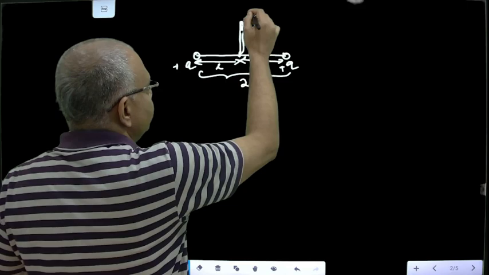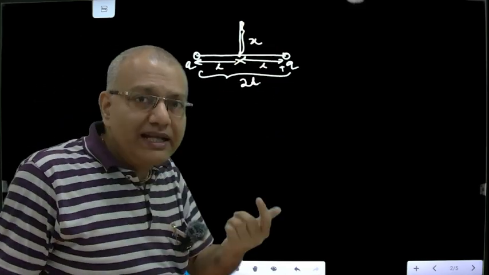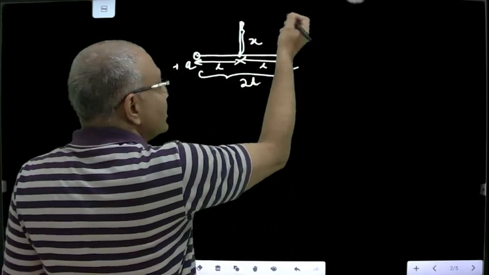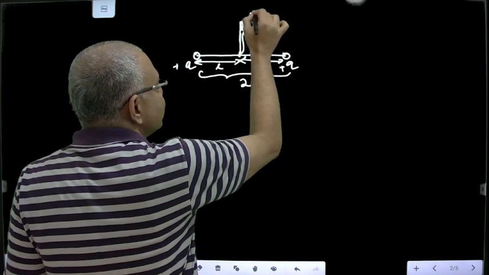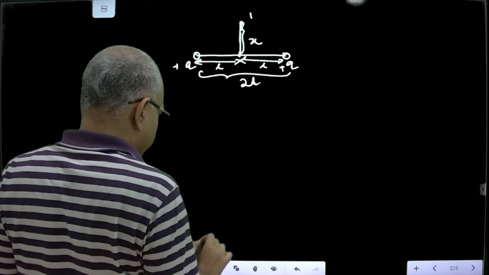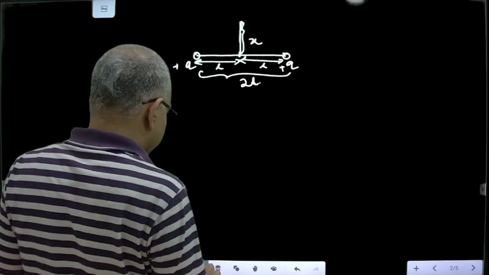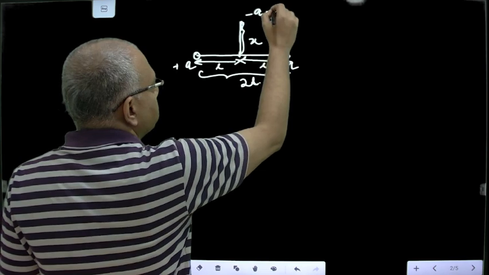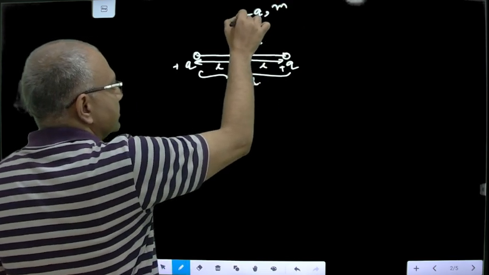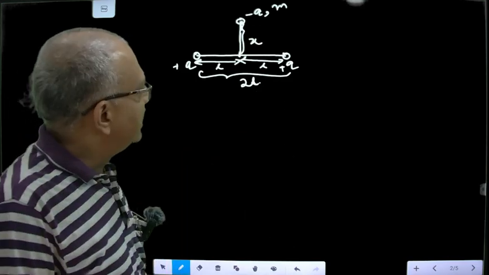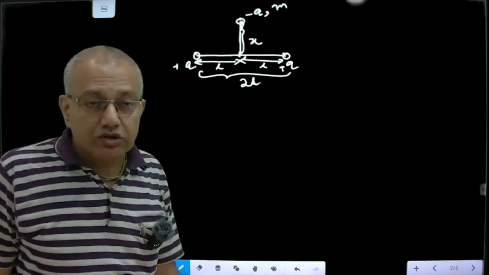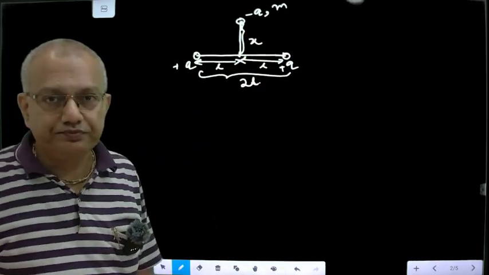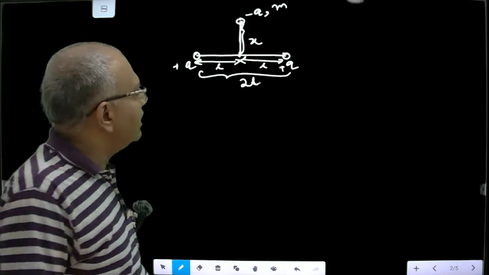Now, a charged particle having mass m, and the charge, sorry, I'm going to take a charge minus q and mass m. I have placed it here. So you have to find what the force is that this particle is going to experience. What is the net force? So now see.